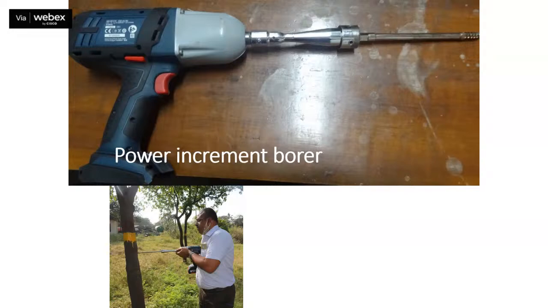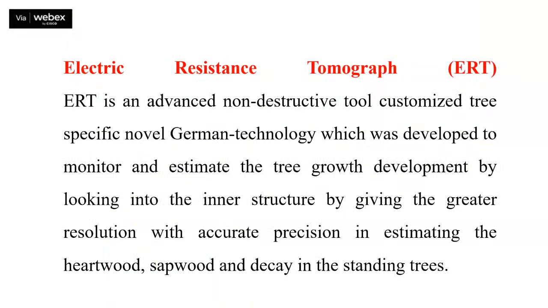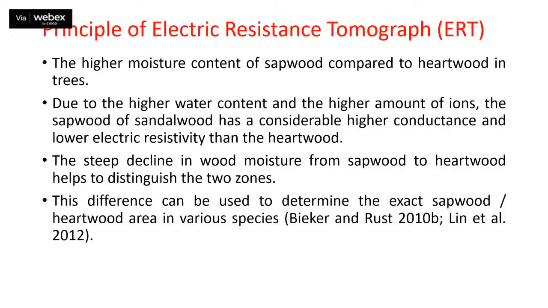So to overcome this, we developed a technology called electric resonant tomograph technology. This was a non-destructive customized tool, imported from Germany, developed to monitor and estimate tree growth, looking into the structure for the estimation of the heartwood, sapwood, and also the decay in standing trees. The main principle in this electric resonant tomograph is the higher moisture content in the sapwood compared to heartwood in trees.